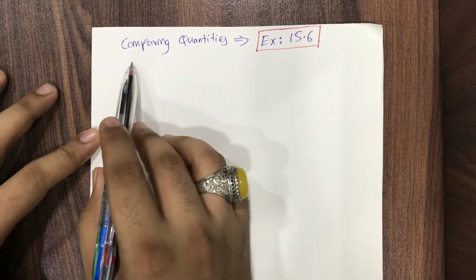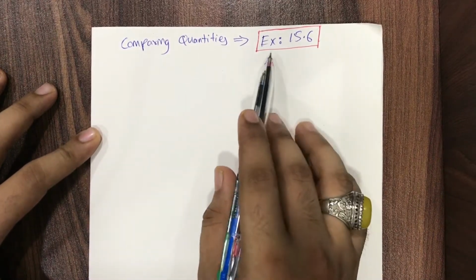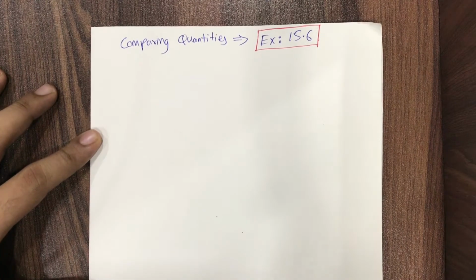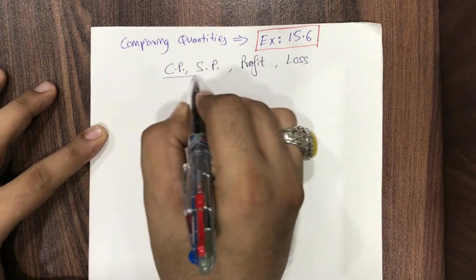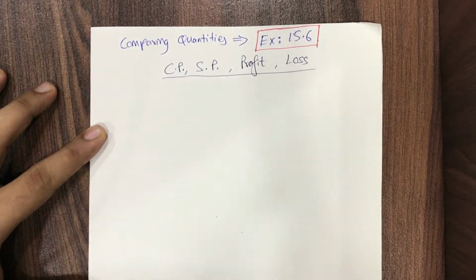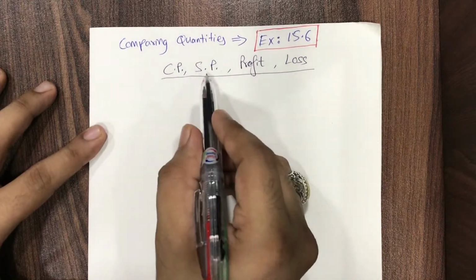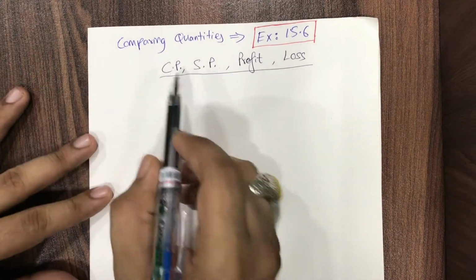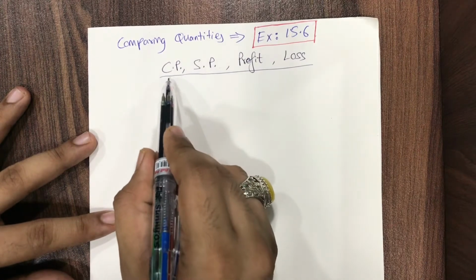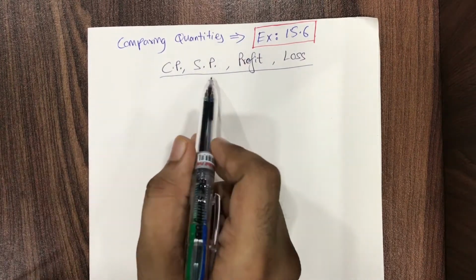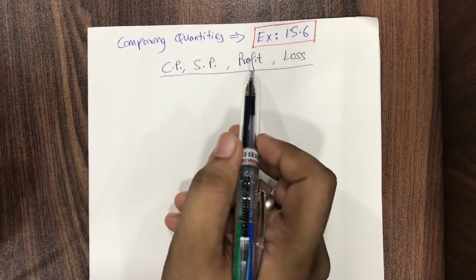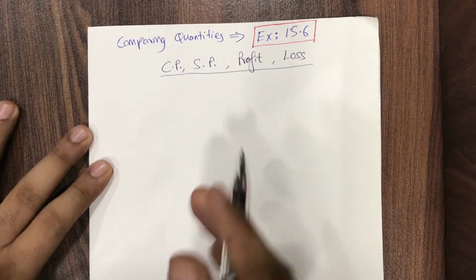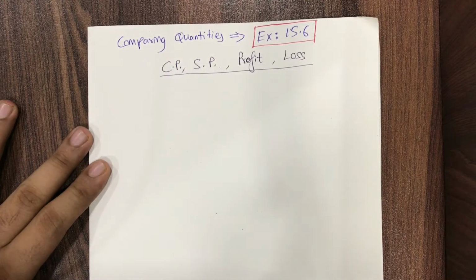The chapter remains same, comparing quantities, but now exercise 15.6. In this exercise 15.6 students, we'll be dealing with these four things: cost price, selling price, profit and loss. Okay, CP means cost price. It's allowed to write in exam also. Cost price means CP, selling price means SP, profit and loss. Before starting with the actual chapter students, let's take an example.